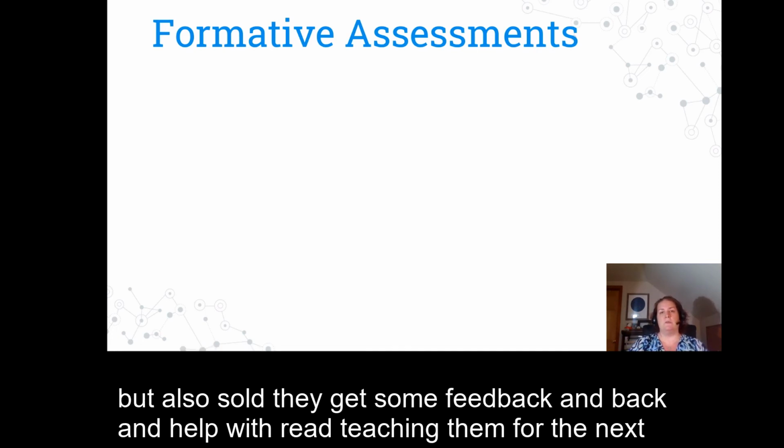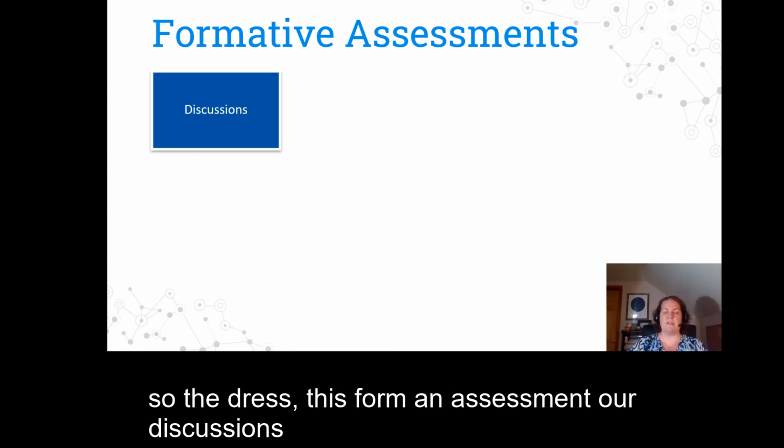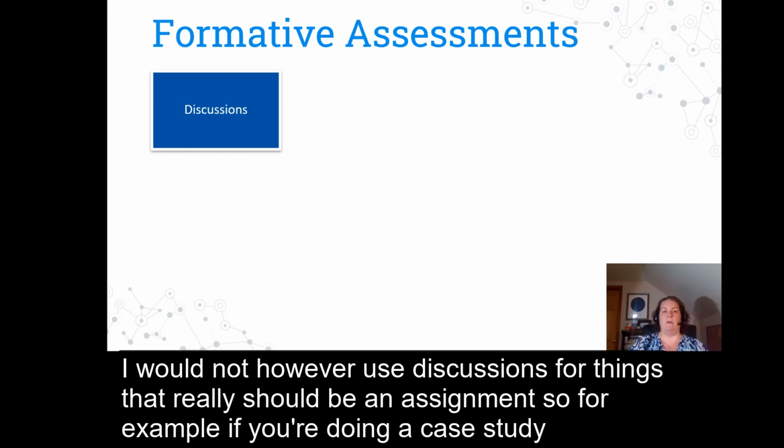But also so they get some feedback, and that can help with reteaching them for the next time so that they are continually improving throughout the course. So the first kind of a formative assessment are discussions. And discussions are really meant for interaction between students about a topic. I would not, however, use discussions for things that really should be an assignment.